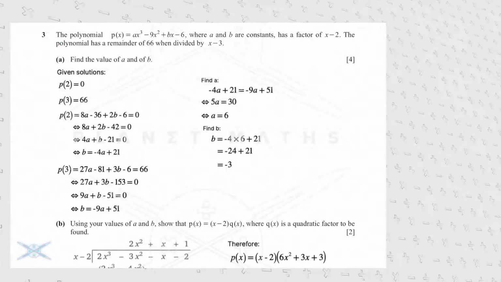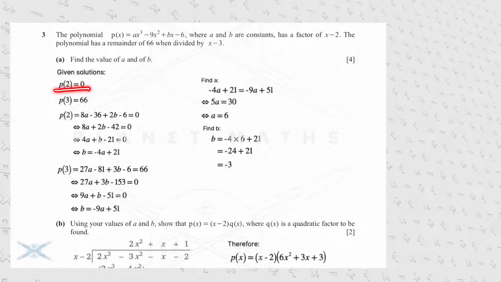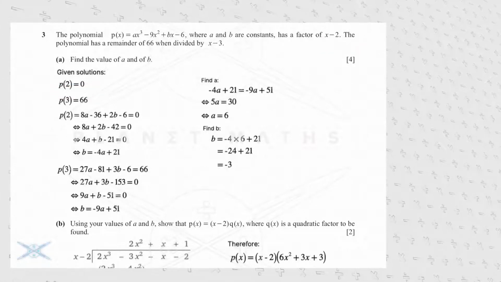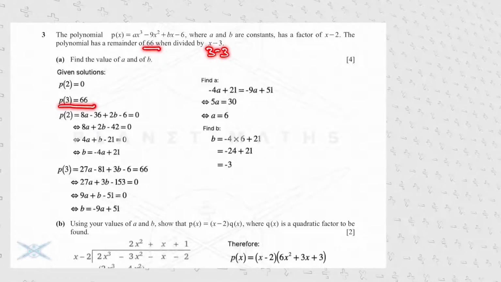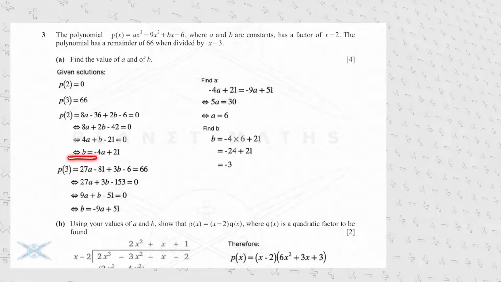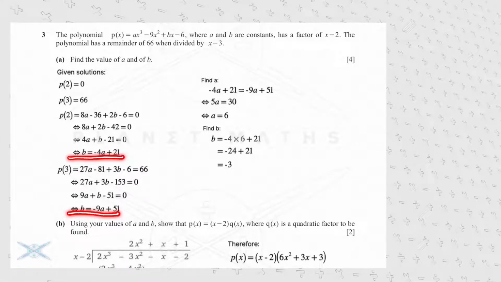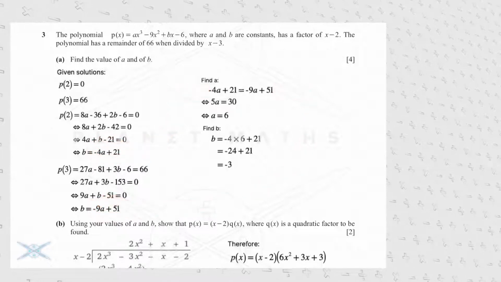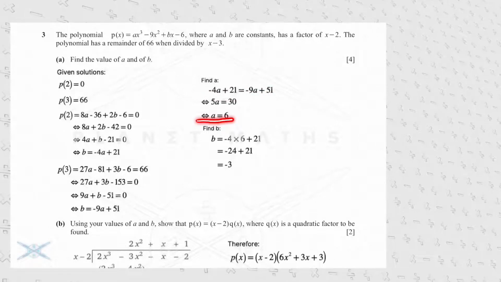Since we know that the polynomial has a factor of x minus 2, we know that p of 2 equals 0, since 2 minus 2 equals 0. Our second piece of information is that for x equals 3, the polynomial has a remainder of 66. From there we will be able to set up two equations, and in both instances we will rearrange those equations for b. Thereafter we will take both of those equations and equate them with one another, and rearranging this equation for a will provide us with its value, which in this case is 6.